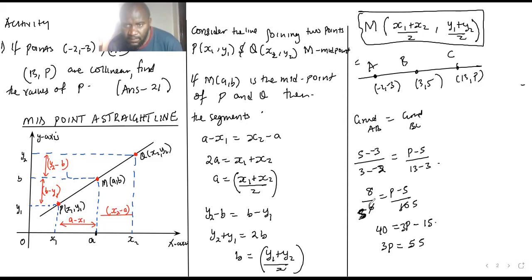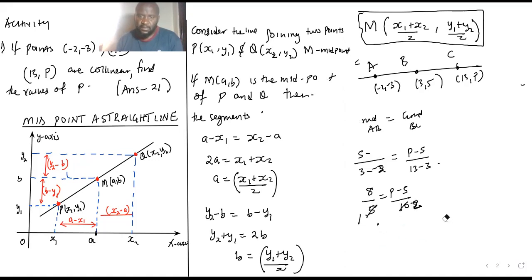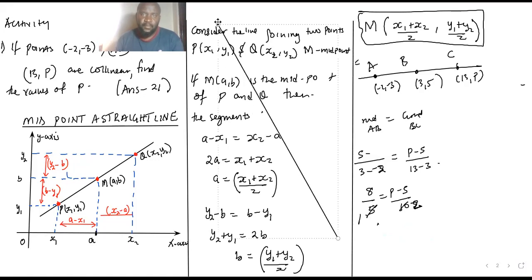It gives us a 5. So you cross multiply, we shall get 16. The rest that followed were wrong. So we shall get here 16 is equal to P minus 5. P is equal to 16 plus 5. Happy?